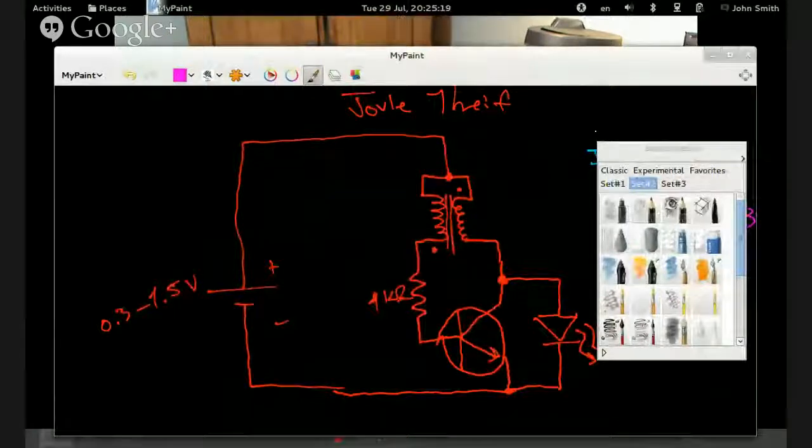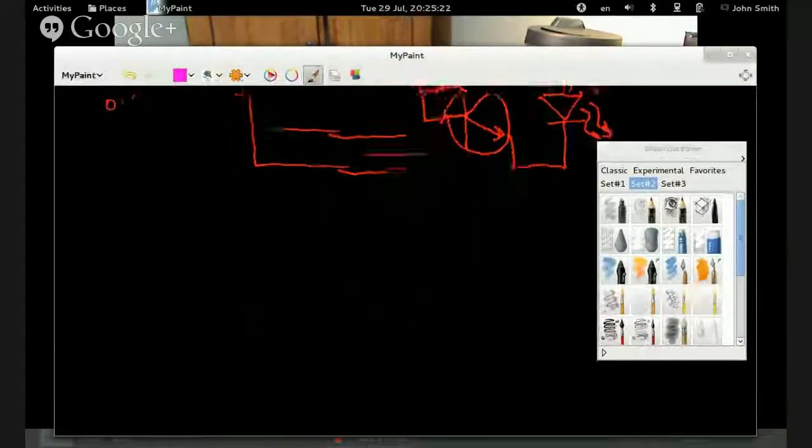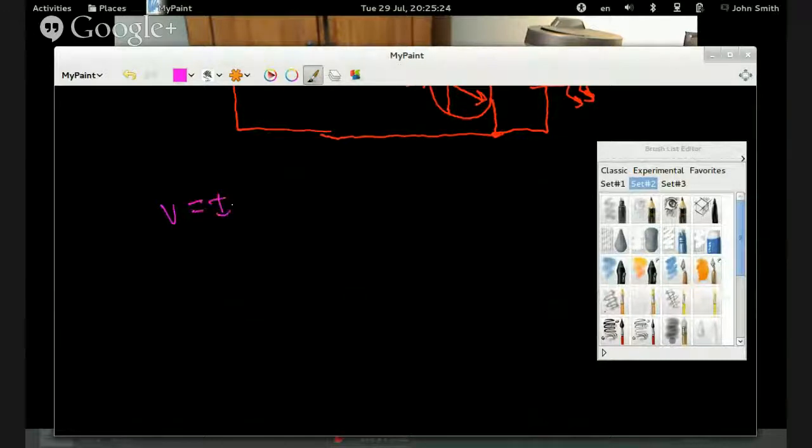There we go. So we'll just do our calculation real quick. You know that E equals IR. Right. And so we have the 5 volts, minus the 3 volts that we get from the LED, minus whatever voltage is left over and need to dissipate. Right? So we solve for V there. 5 minus 3 equals IR.